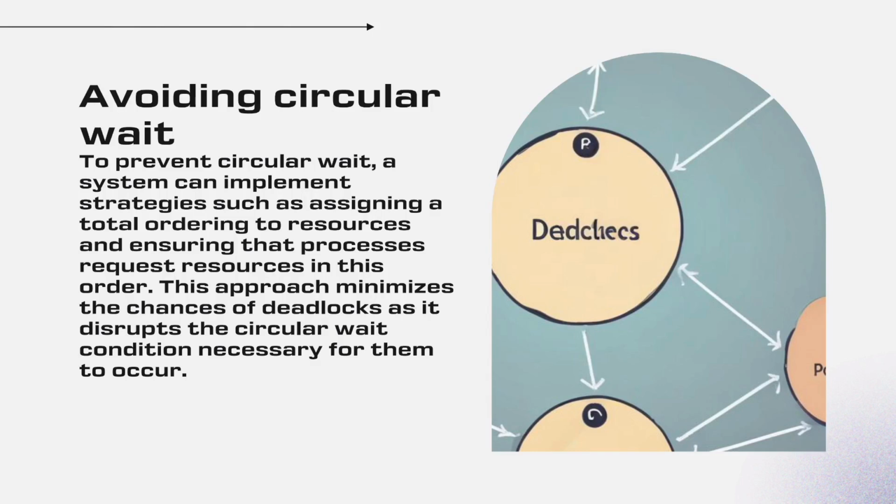To prevent circular wait, a system can implement strategies such as assigning a total ordering to resources and ensuring that processes request resources in this order. This approach minimizes the chances of deadlock as it disrupts the circular wait condition necessary for them to occur.